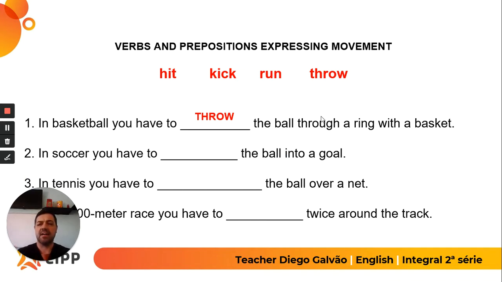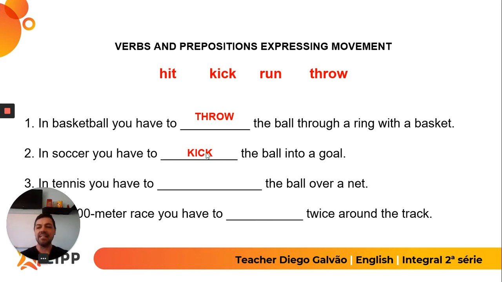Okay? In the second sentence, what do you do in soccer? In soccer, you have to... What do you do with your foot? You kick the ball. You kick the ball into the goal. So again, you have here the verb and the preposition.